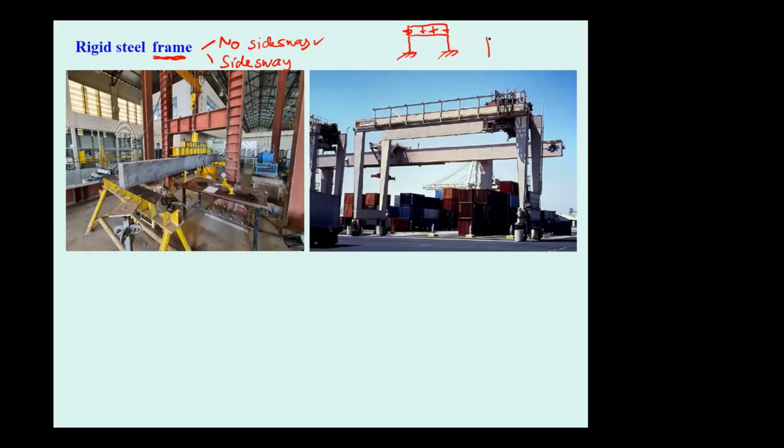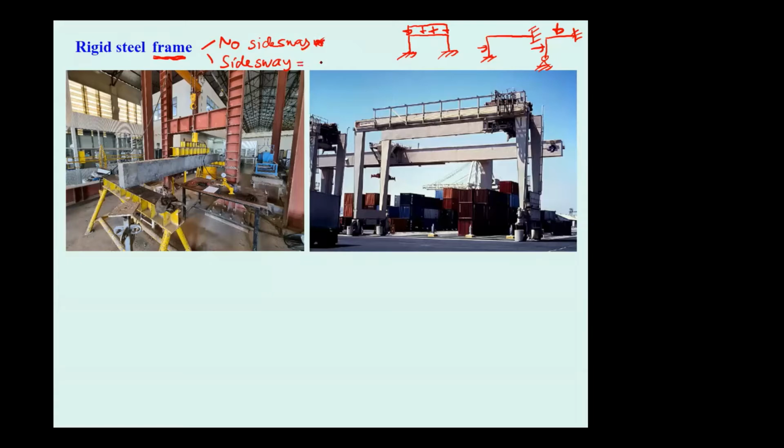Typically, the frame has no side sway if it is subjected to a non-symmetric load but is supported by the pin and the fixed support like this. Okay, this frame has no side sway. Typically, a frame may have side sway.